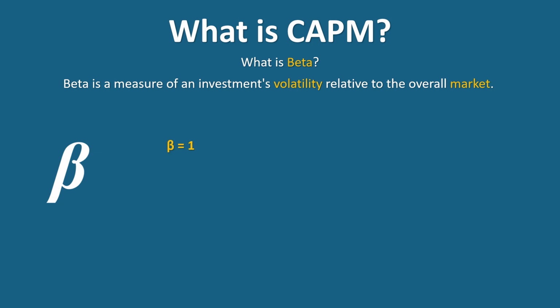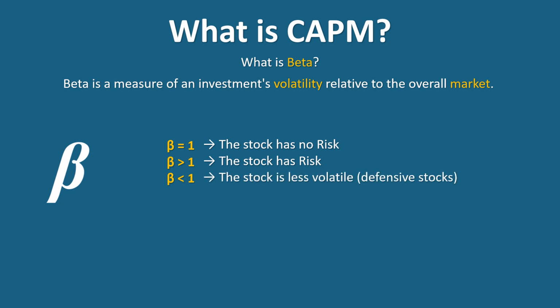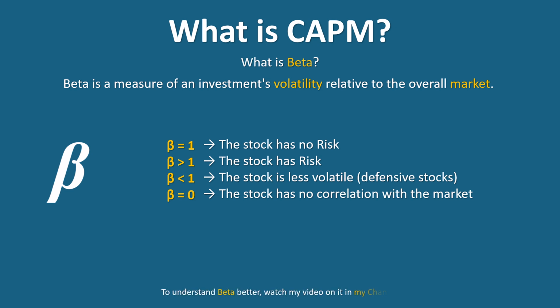If beta equals 1, the stock moves exactly with the market. If beta is greater than 1, the stock has higher risk and is more volatile than the market. If beta is less than 1, the stock is less volatile than the market. These are called defensive stocks. If beta equals 0, the stock's return is completely unaffected by market movements, meaning it carries no systematic risk, like cash or treasury bills. To understand beta more conceptually, how it works and what it means with practical examples, please watch my video on beta on my channel.